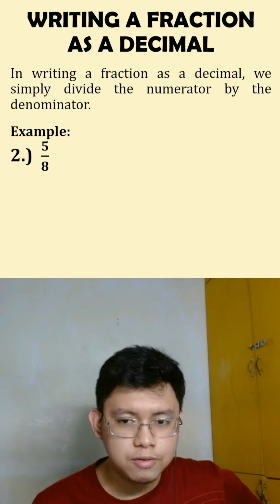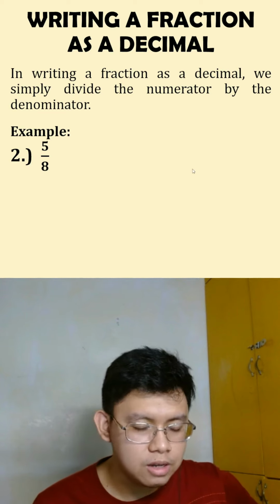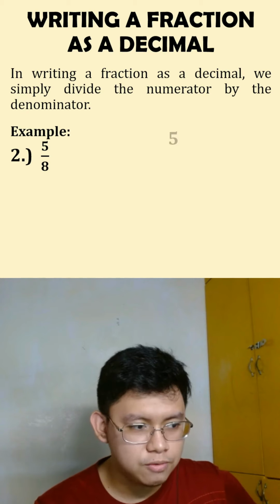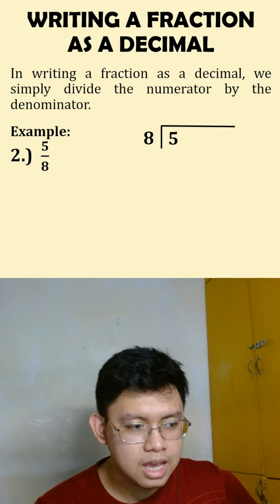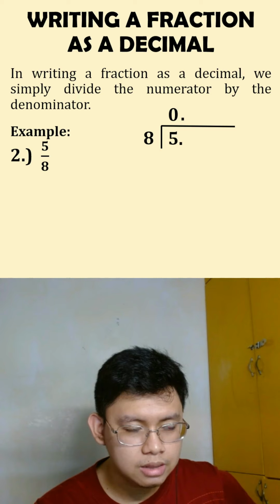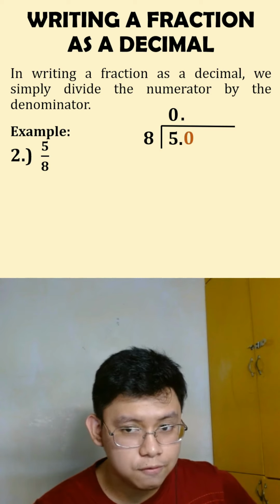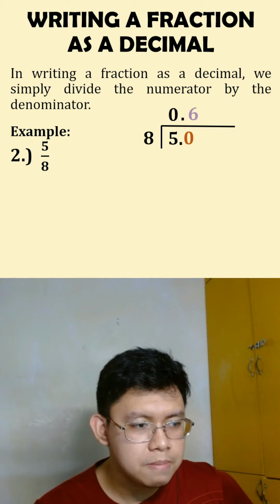Let's convert 5 over 8 to decimal. So, first, divide natin si numerator to our denominator. So, 5 divided by 8. Now, let's divide 5 and 8. That will be equal to 0. Tapos, prepare na tayo ng decimal point. Then, mag-add na tayo ng 0. So, i-consider natin to as 50 divided by 8. So, 50 divided by 8 will be 6.